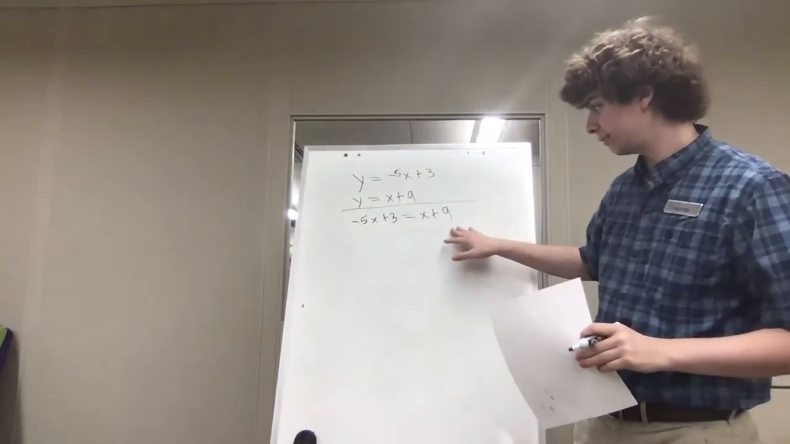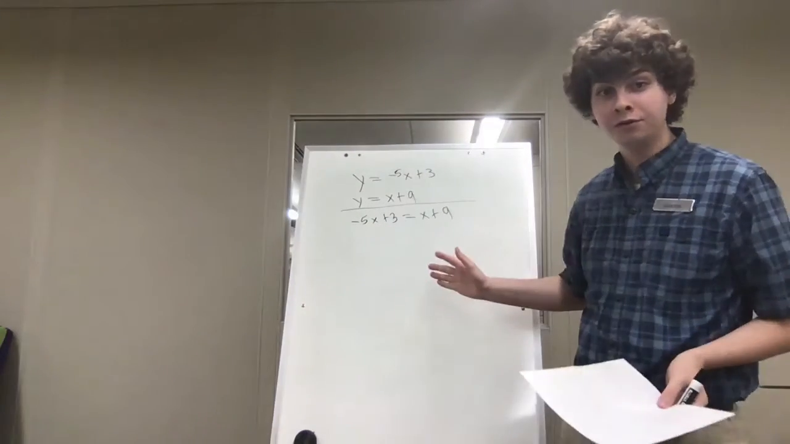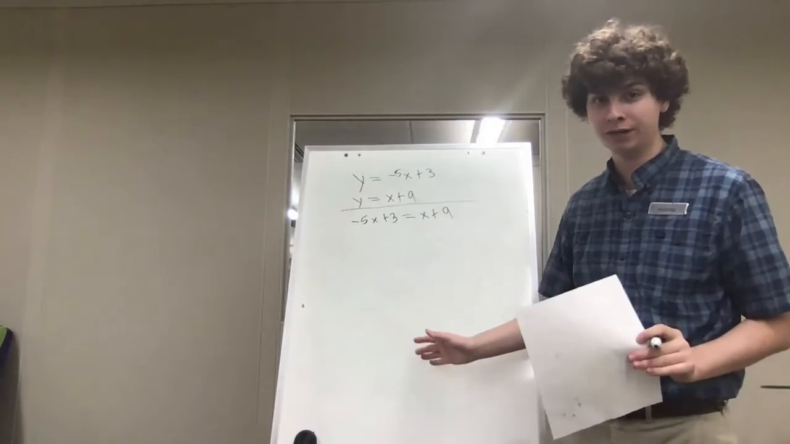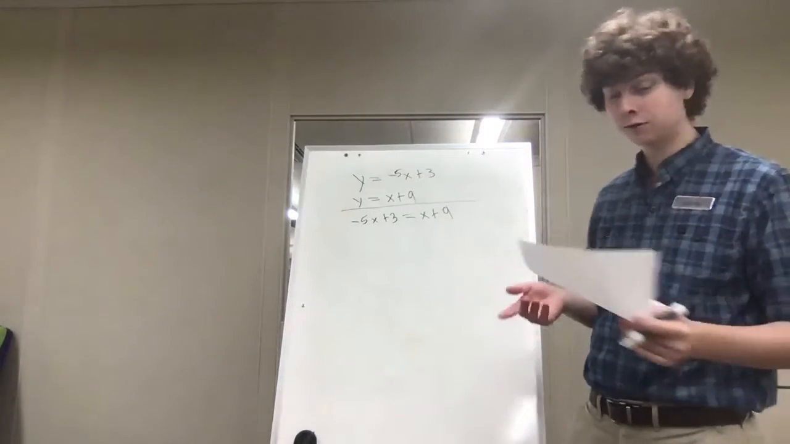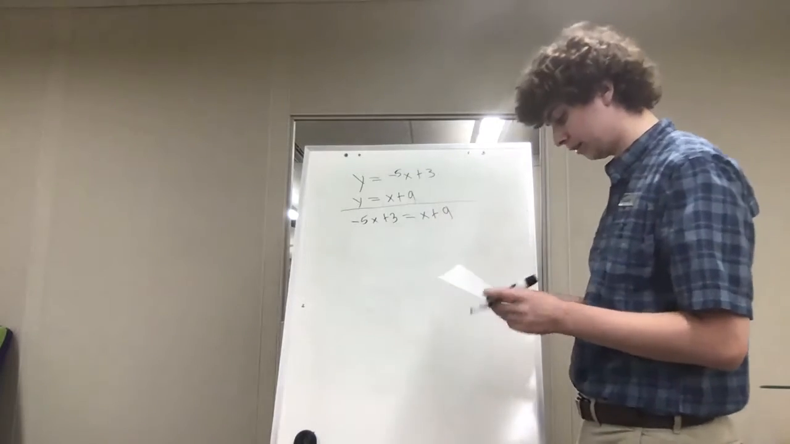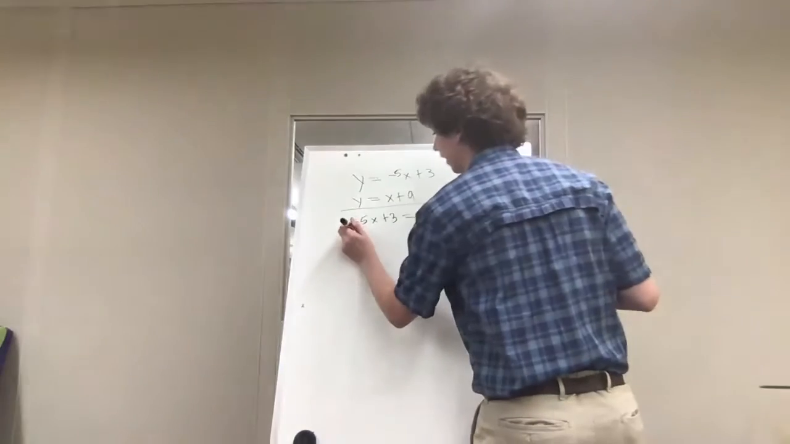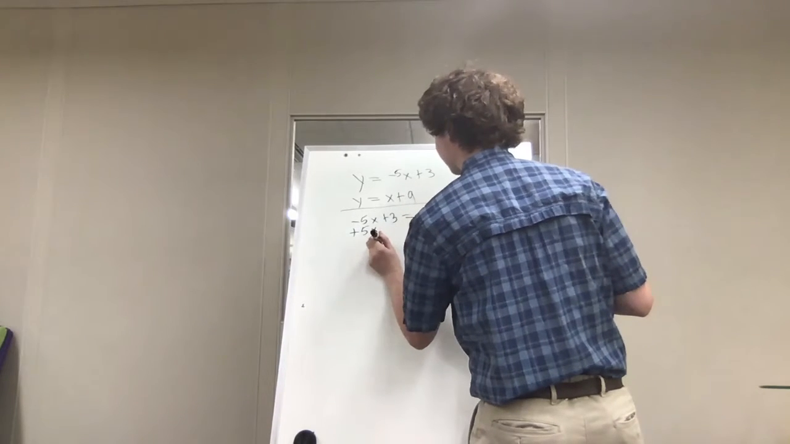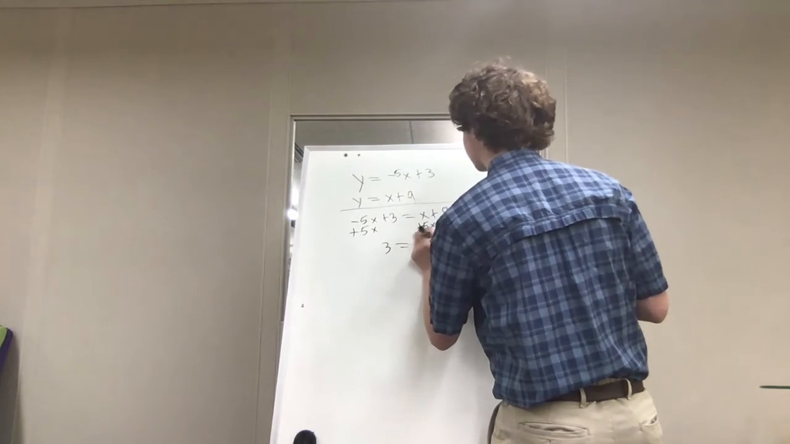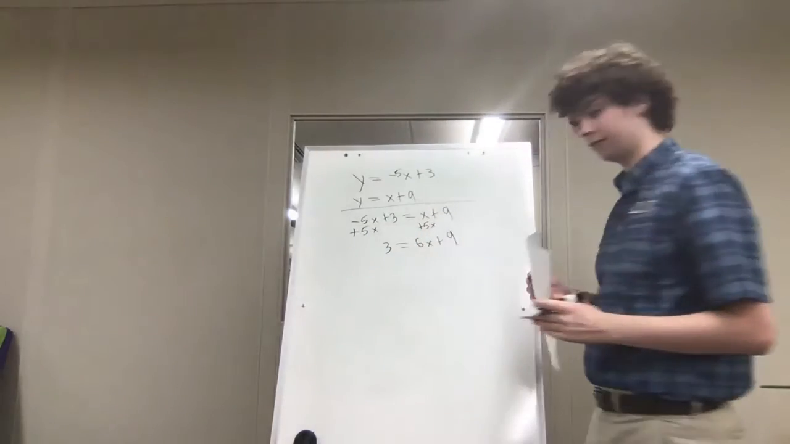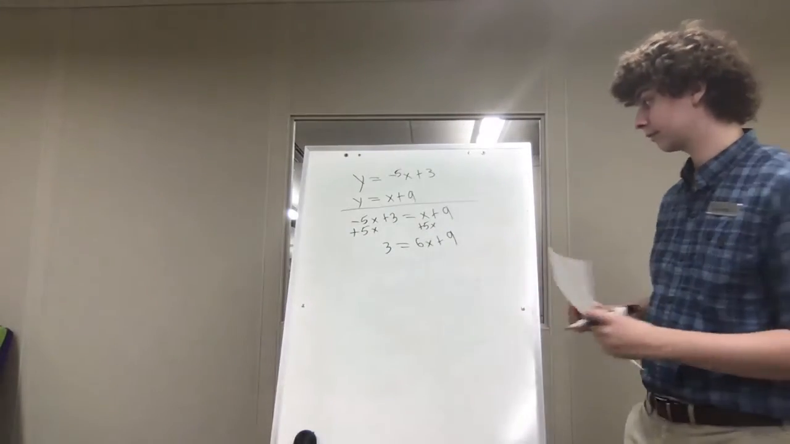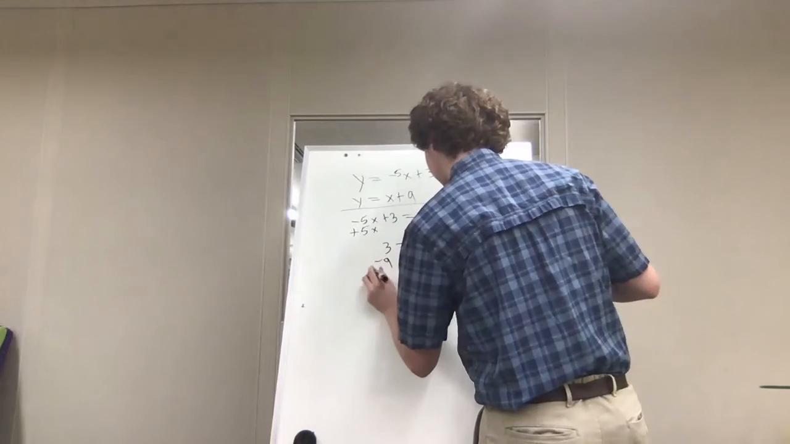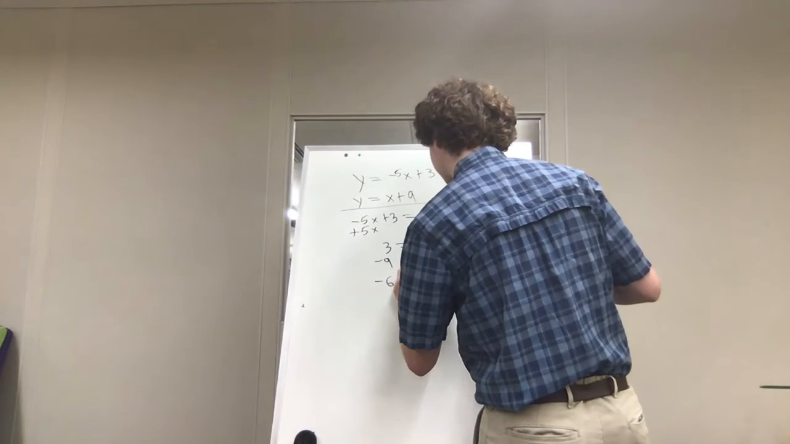So this is our next step here. And from here, we know how to do this. We can just get all the x's on one side and all the non-x's on the other side of the equation, and then solve for x. So let's do that. I'm going to add 5x to each side. So that gets me 3 equals 6x plus 9. So far, so good. Now we'll subtract 9 from each side. So now I have negative 6 equals 6x.